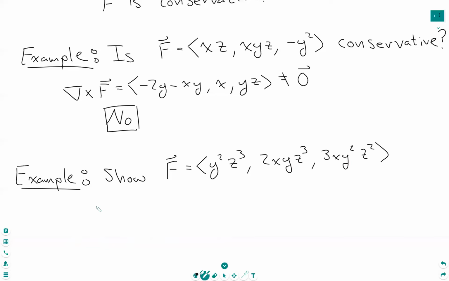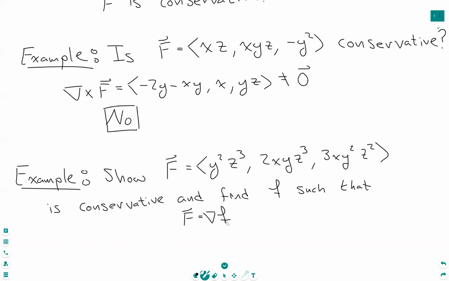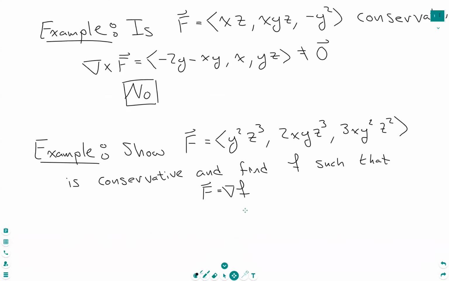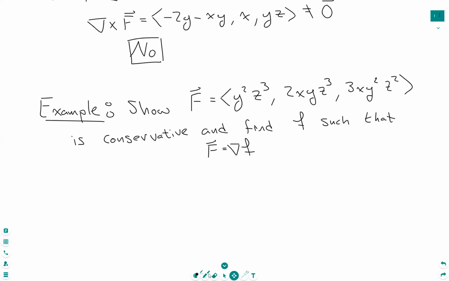So we're going to show that this vector field is conservative, and then we're going to find f such that the vector field, capital F, is equal to the gradient of some scalar function, lowercase f.